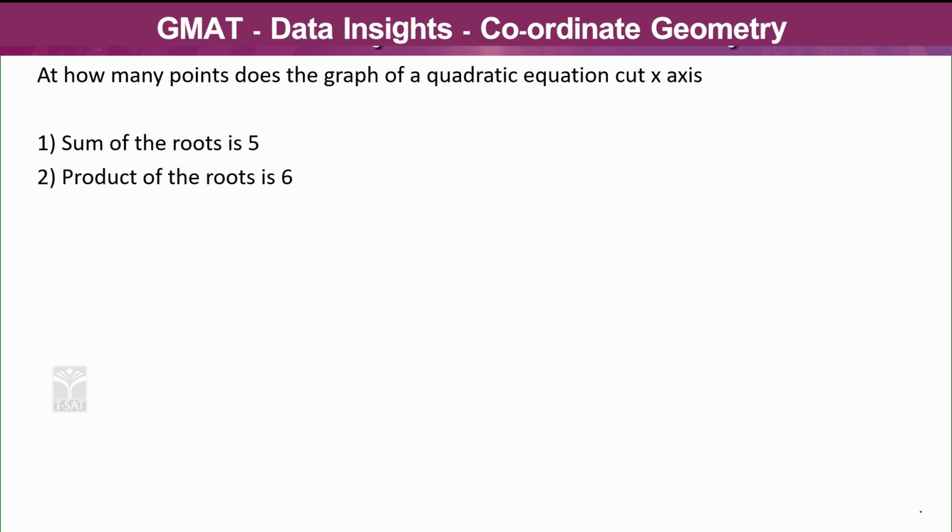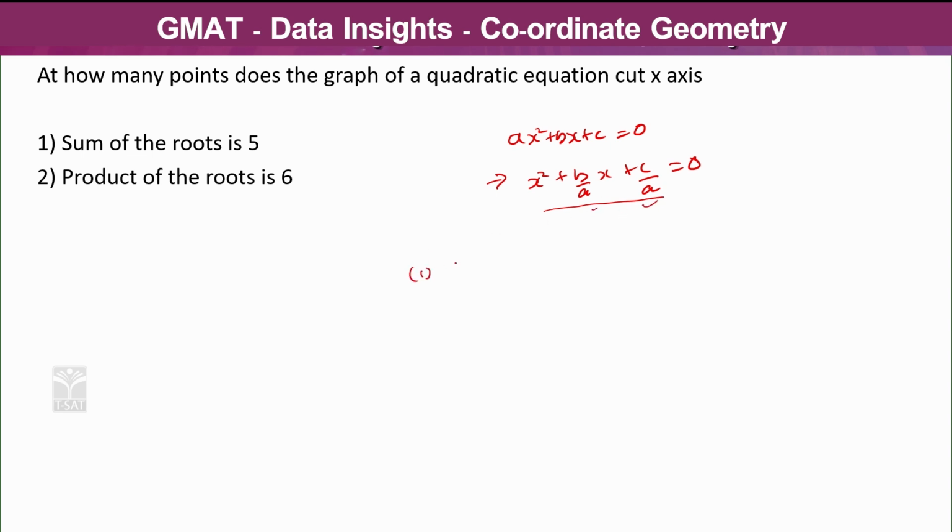At how many points does the graph of the quadratic equation cut the x axis? Okay, statement 1 says the sum of the roots is 5 and statement 2 says the product of the roots is 6. So a quadratic equation is in the form of ax square plus bx plus c is equal to 0. It can also be written as x square plus b by a x plus c by a is equal to 0. So to find out how many points the graph of the equation cuts the x axis, we need the entire equation, we need b by a and we need c by a.